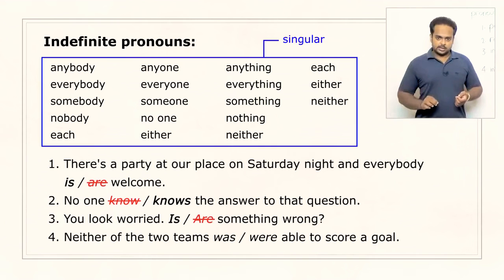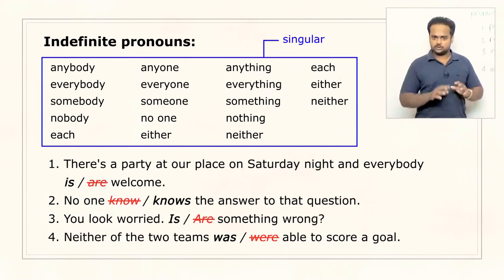Now this sentence is tricky because you have the word teams before the verb. But remember that the verb in a sentence should agree with the subject of the sentence. And the subject here is not teams, it's neither, which means not either. And because neither is singular, we have to say was. Neither of the 2 teams was able to score a goal. Did you get these right?